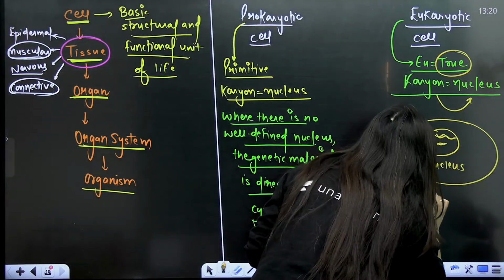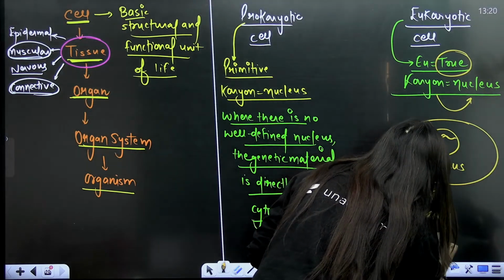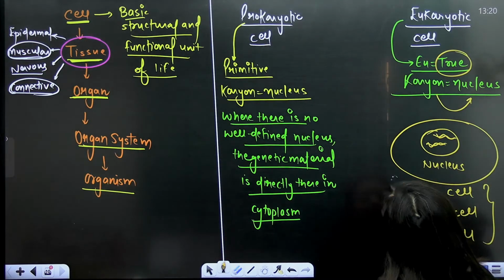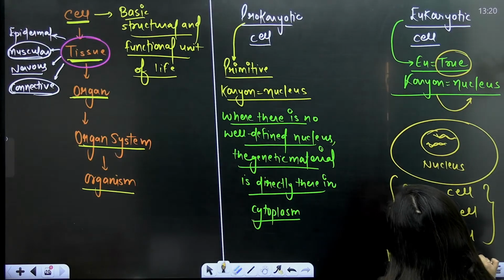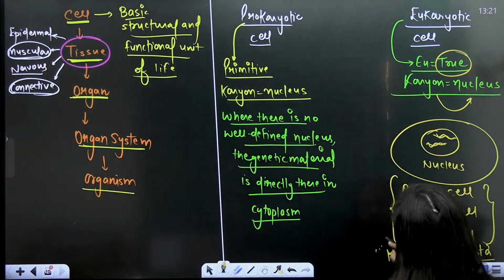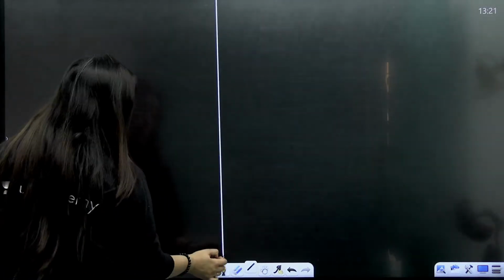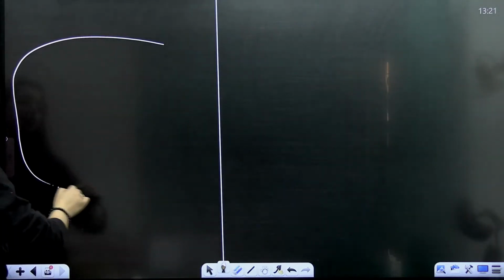So your plant cell, your animal cell, your fungal cell, they all are eukaryotic cells. Other than that, there is kingdom Protista, which we will also discuss. That will also have unicellular eukaryotes. Is that clear? Are you sure? So, that is how a prokaryotic cell will be.